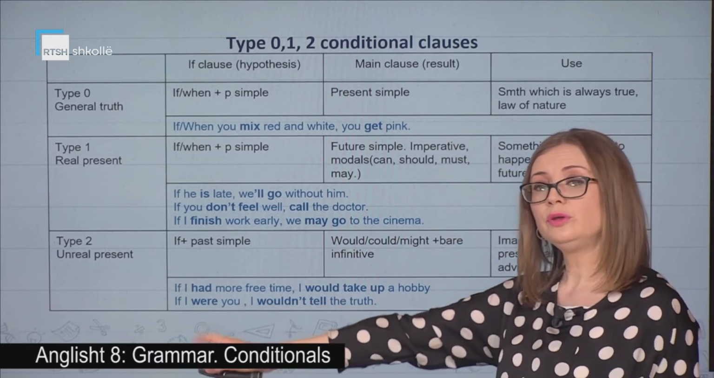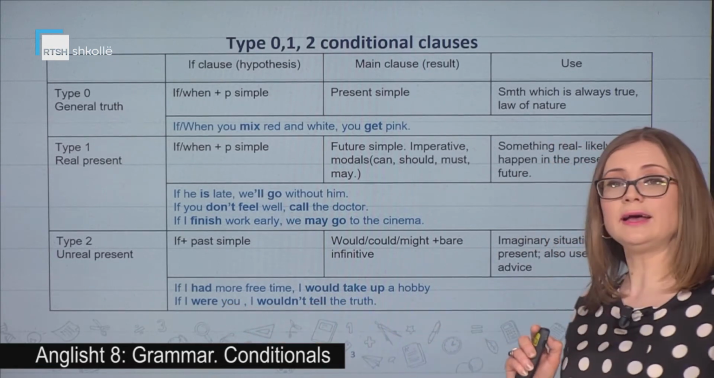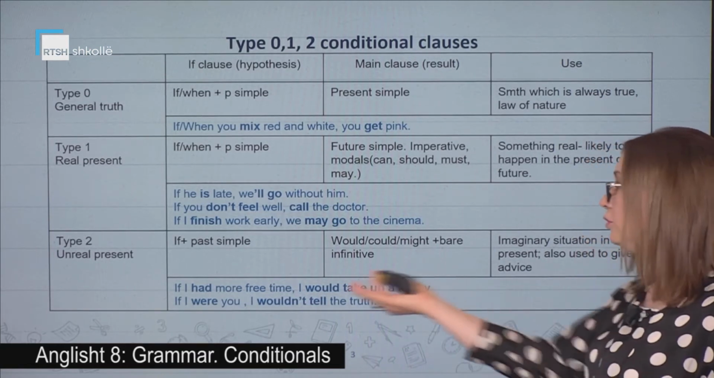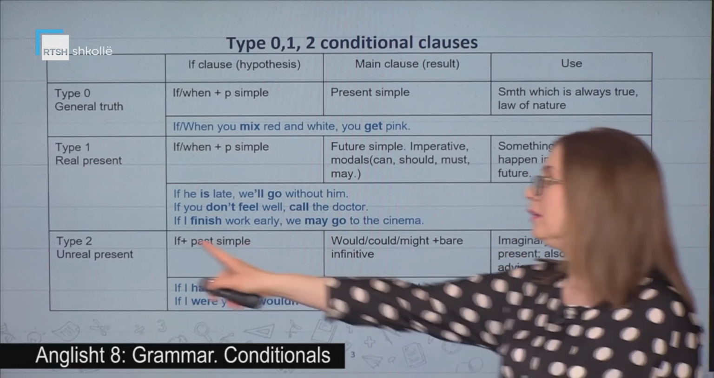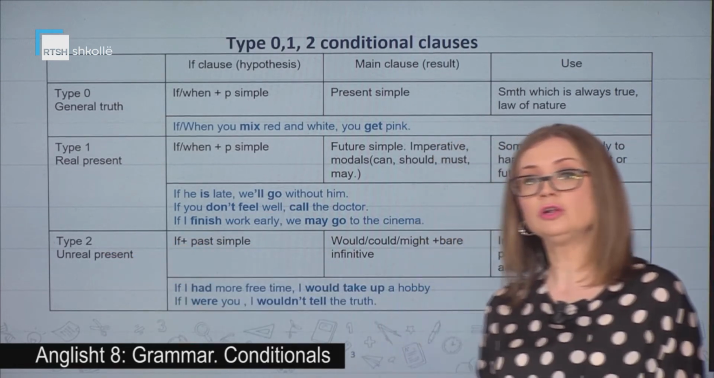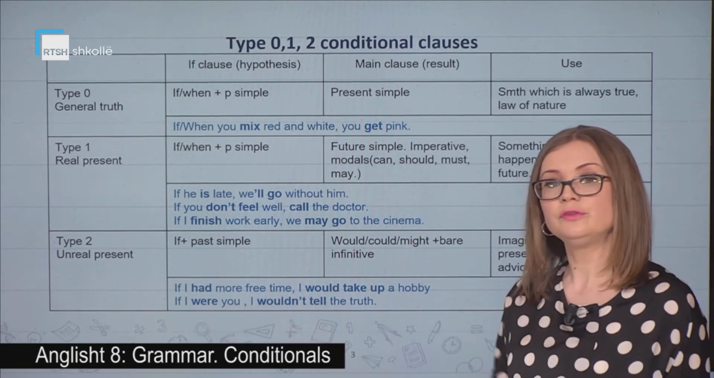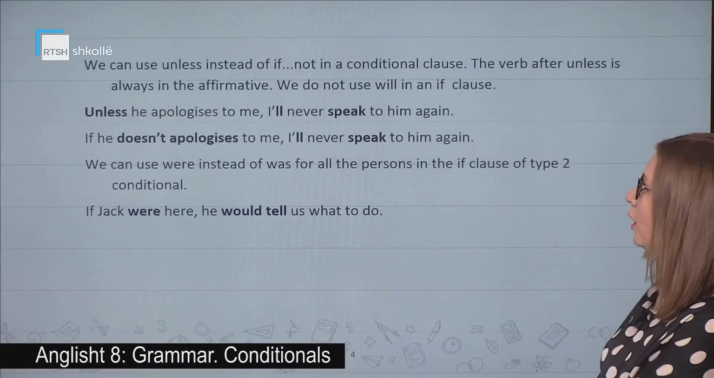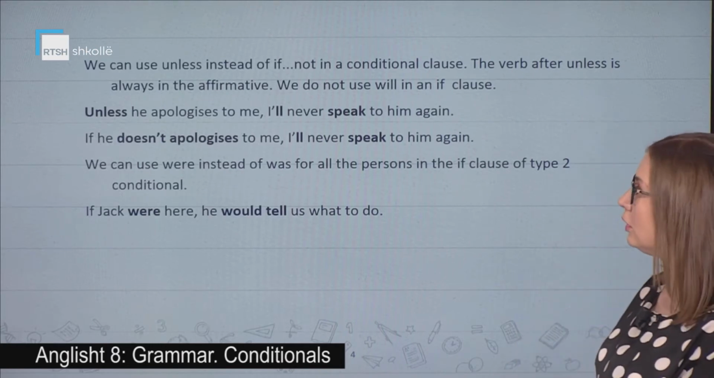Let's go on with the next one. If I were you, I wouldn't tell the truth. So that is when we want to give advice. So be careful and keep in mind that type 2 conditional clause is used to give advice. And we have the sentence here. So let's go on with another information about the conditional clauses.